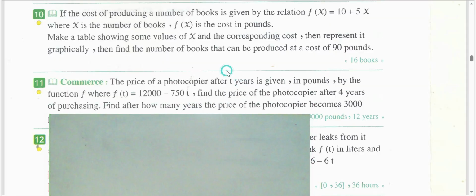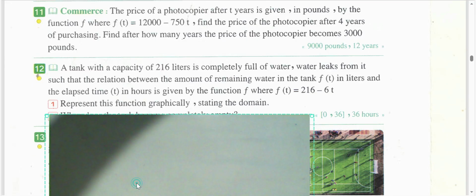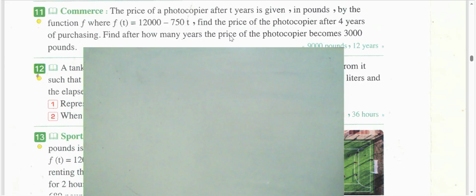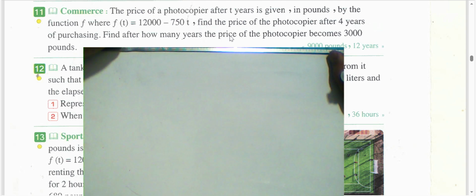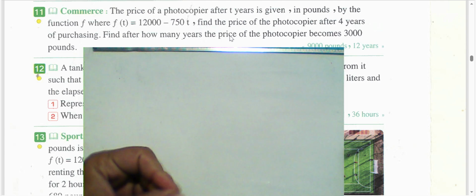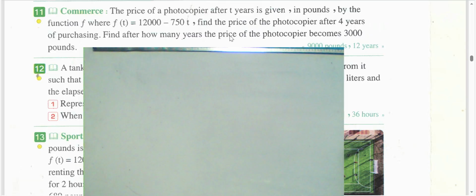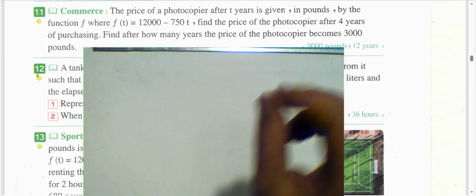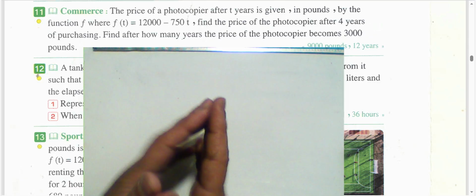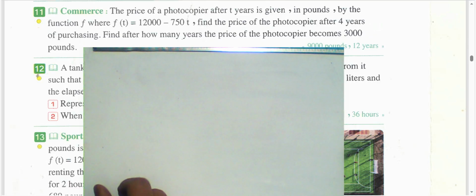Okay, next question, 11. The price of a photo saver after t years is given by the function f of t equal 12,000 subtracted by 750t. Find the price after 4 years of using it. Find after how many years the price of the photo saver becomes 3,000 pounds. Okay, first step, we will put the value of t equal 4 because t here refers to the number of years. Then you can write with me here the relation.